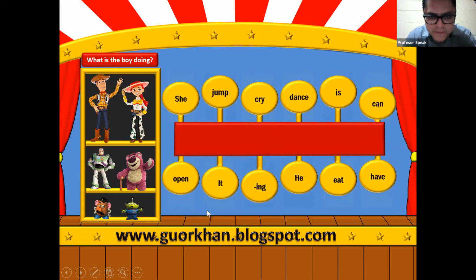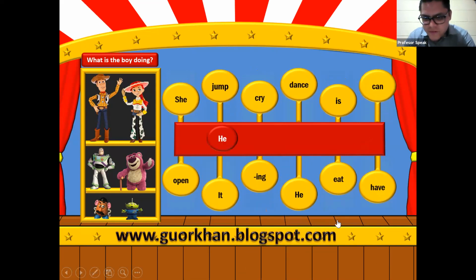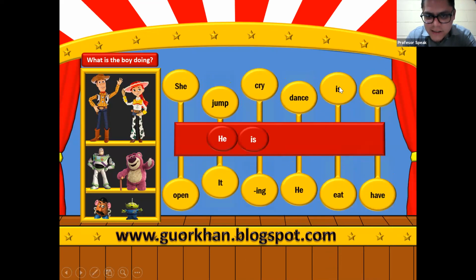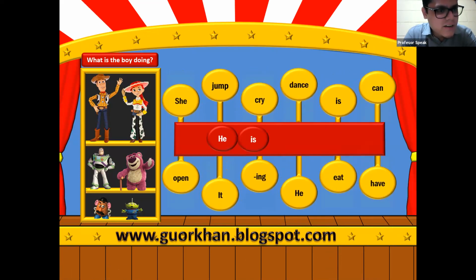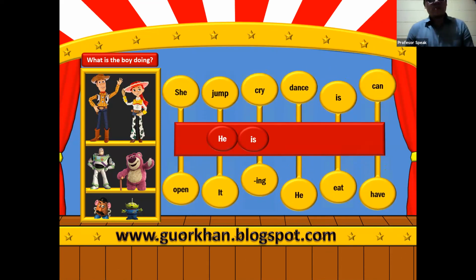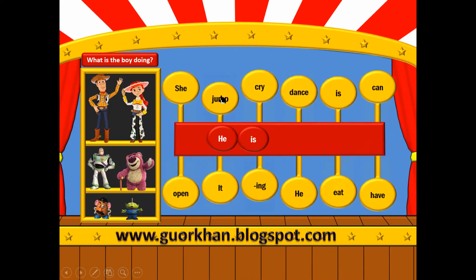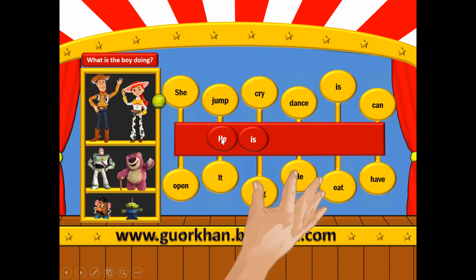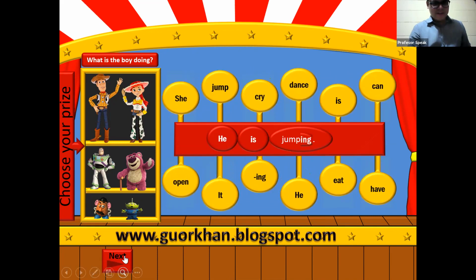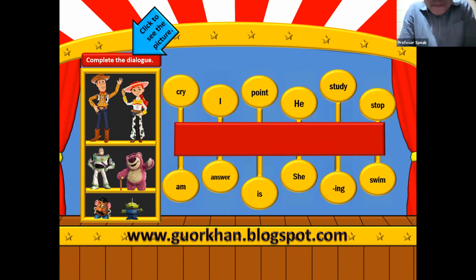He is jump. He is... what is he doing? Jump. What is the continuous form? Jumping. Okay, all right. Okay, all right, very good. Saida, please choose your victim. Choose a person.